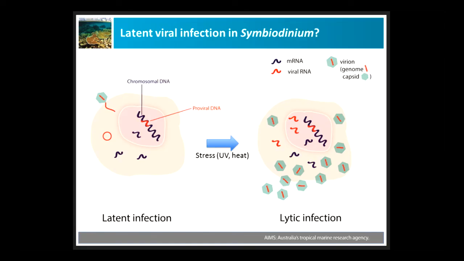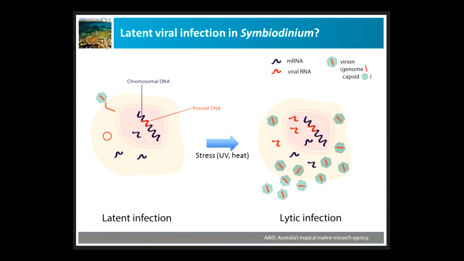Another project that we're looking at is whether Symbiodinium has a latent viral infection that may be involved in some instances of coral bleaching. There are some older studies where people have demonstrated some viral particles associated with Symbiodinium. A latent infection is one type of persistent infection. A virus infects the cell, and then rather than causing an active infection that lyses the cell, it integrates its DNA into that of the host, or the genome persists on an episome in the host cell.